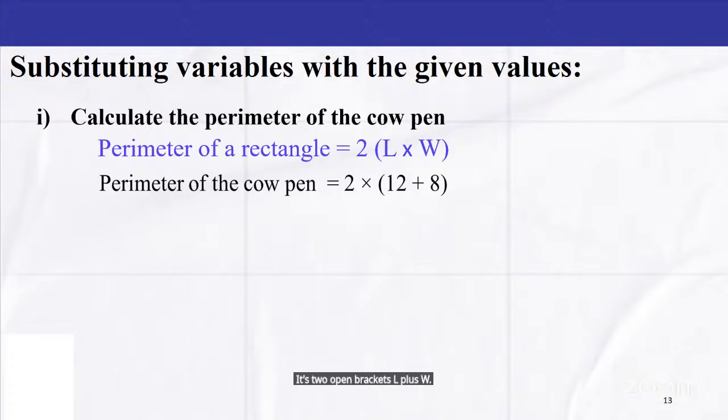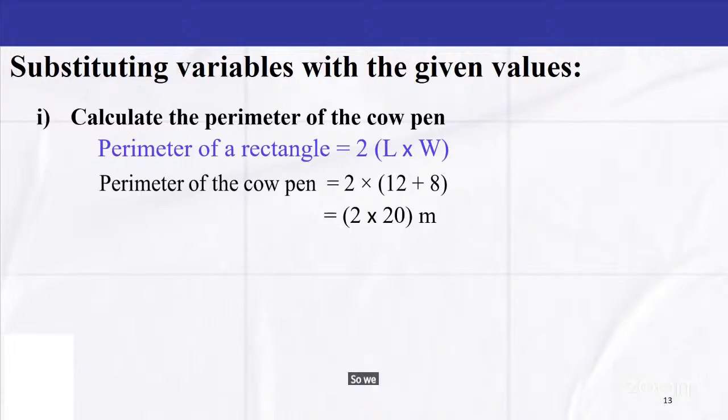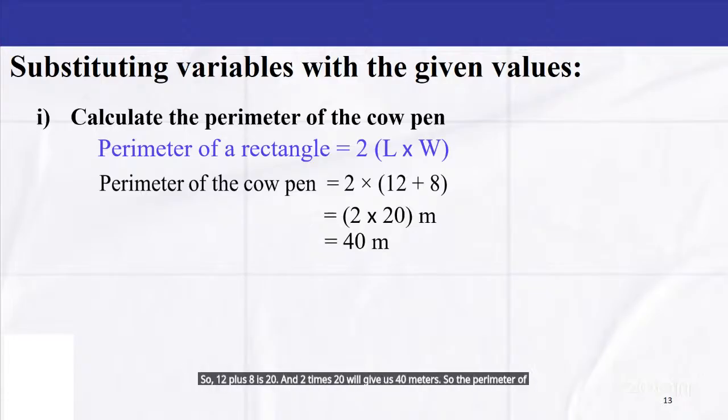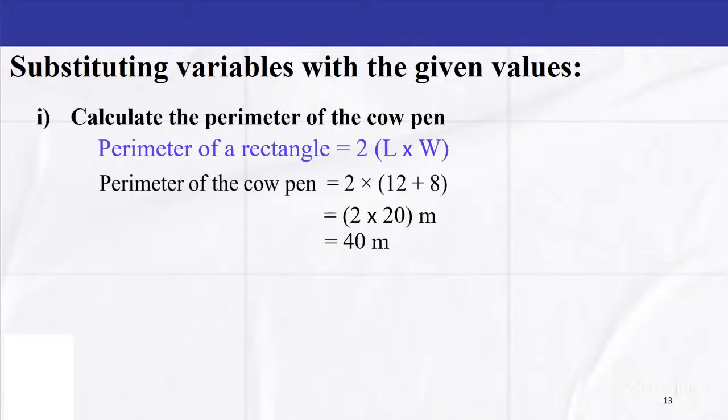So we know the dimensions. The length is 12, the width is 8. So we have 12 plus 8. Notice I add before I multiply. So 12 plus 8 is 20, and 2 times 20 will give us 40 meters. So the perimeter of the cow pen will be 40 meters. Any question from anyone? Everybody clear?